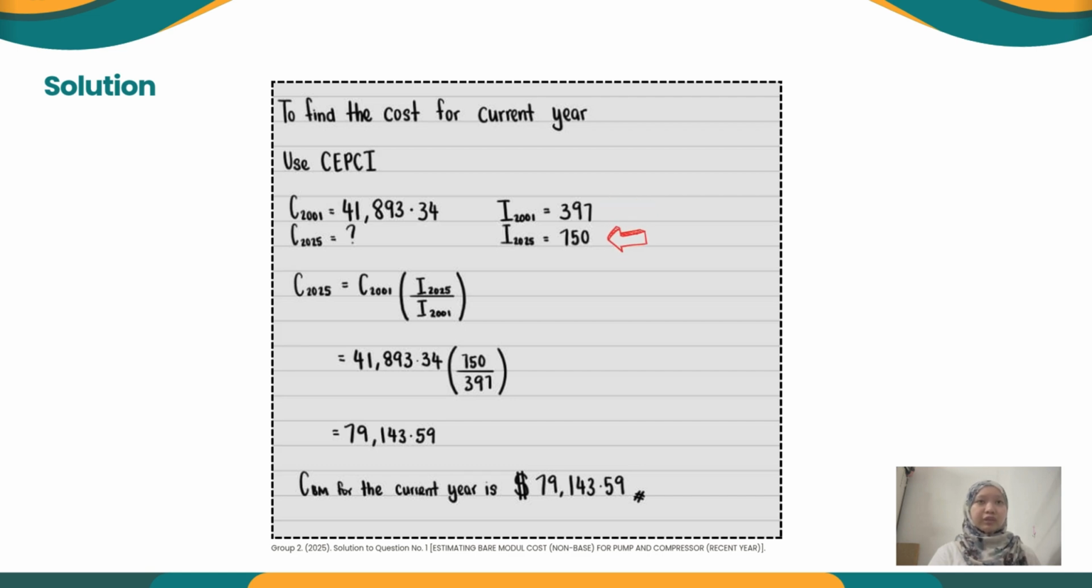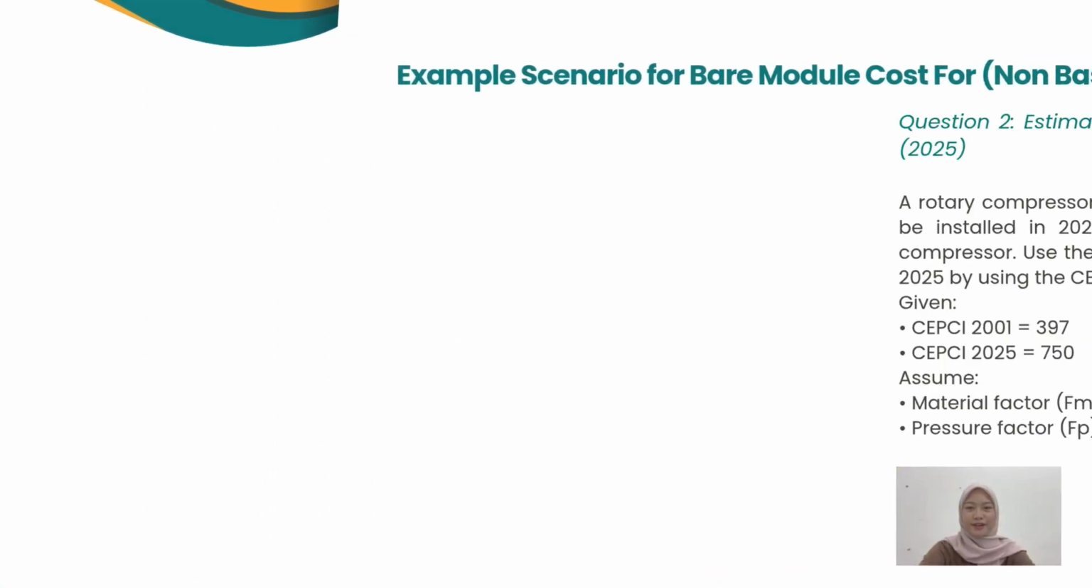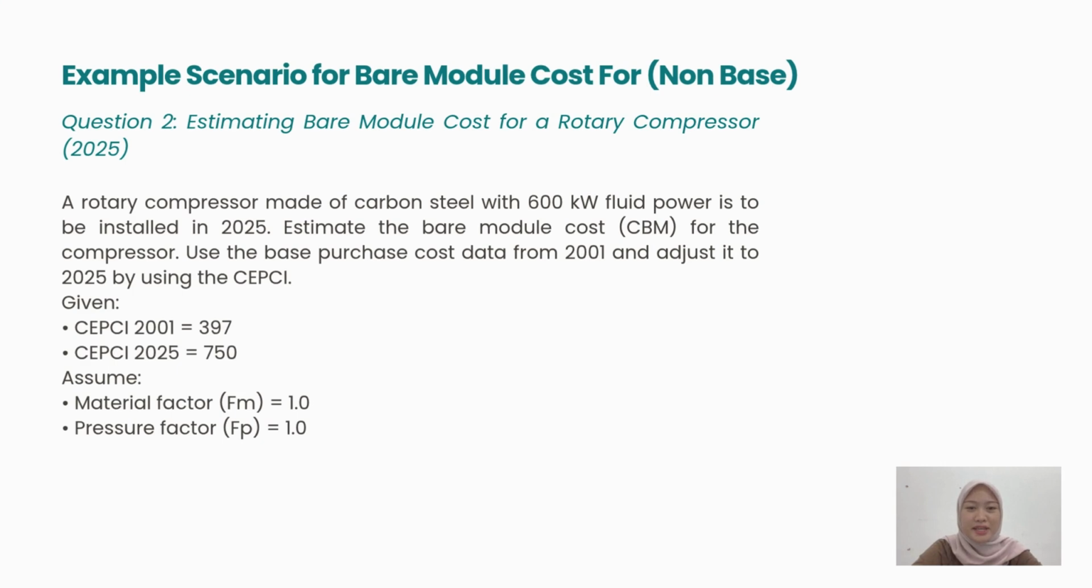So, to find the CBM for the current year, C 2025 equal to C 2001, which is $41,893.34 times 750 divide 397, and then we can get the CBM for the current year is $79,143.49. Alright, thank you Faiza for the detailed explanation.